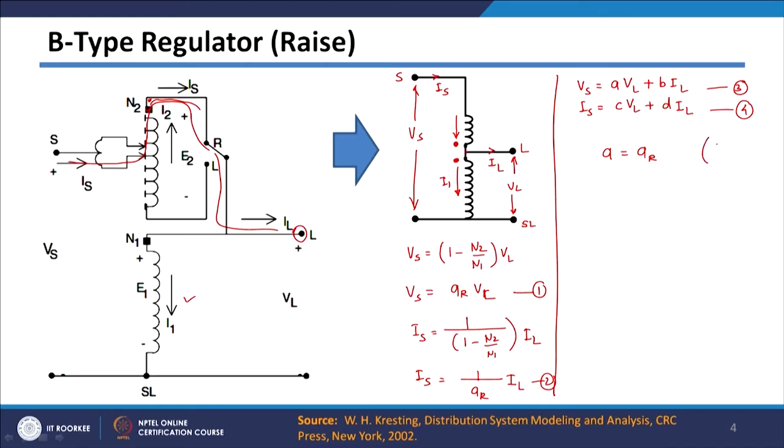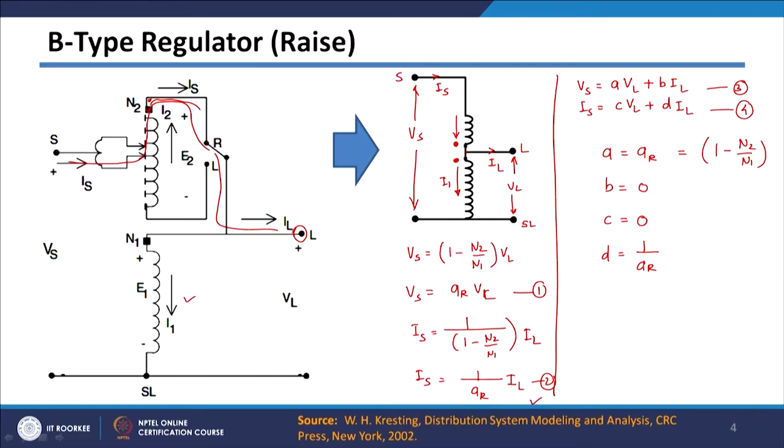So, AR in this case is 1 minus N2 by N1, and your B parameter is 0 because there is no term in equation number 1 which is related to IL. Then the C parameter is also 0 because in equation number 2 we do not have a term related to VL, and your D parameter will be 1 upon AR. So, these are the parameters when your B type regulator is in raise position.